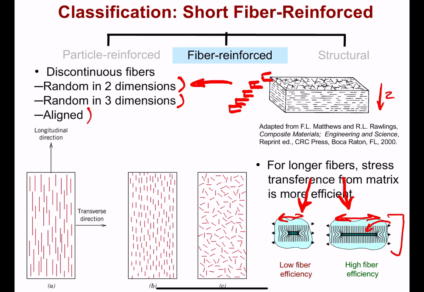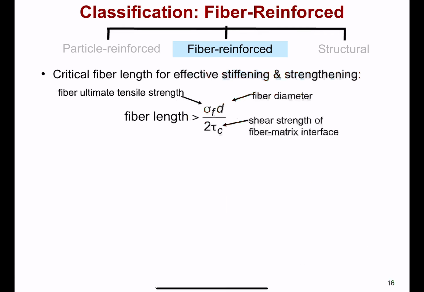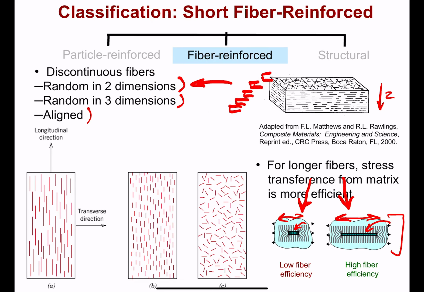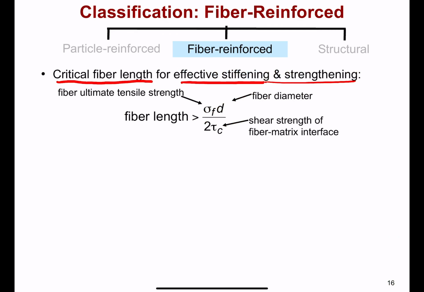In the situation where the fibers are very short, we have less efficient force transfer to the reinforcement, the fibers in this case, to help create a high-strength material. So how do we quantify that? Well, there's an equation here that tells us that we can calculate the critical fiber length for effective stiffening and strengthening in a composite. So this is answering the question, how long does a fiber need to be to have effective stiffening and strengthening?